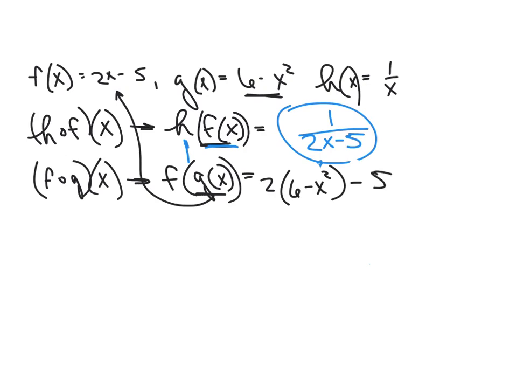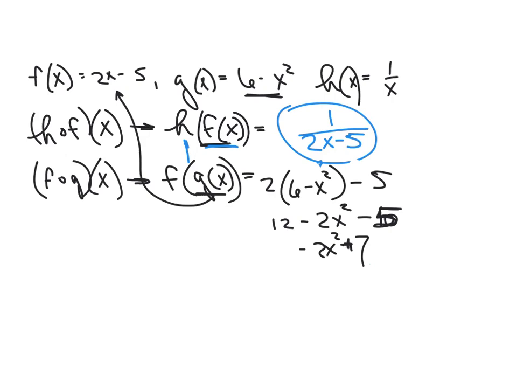So see what I did? I just replaced the x with 6 minus x squared. Giving me 12 minus 2x squared minus 10, which is negative 2x squared plus 7. Oops, that's a 5. What am I thinking? Sorry about that. Okay, so that's plus 7 there.